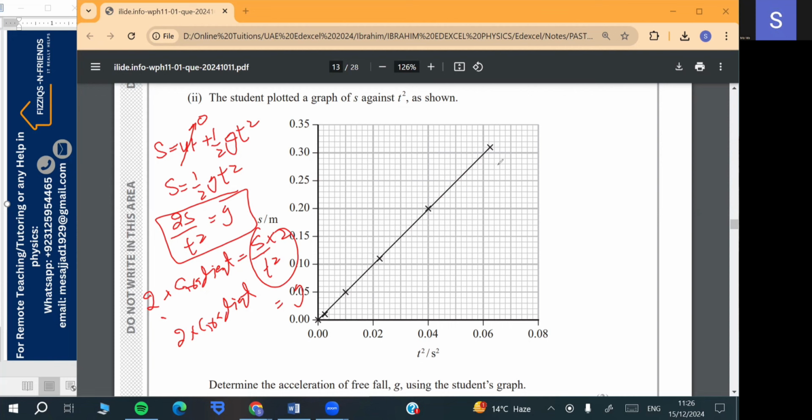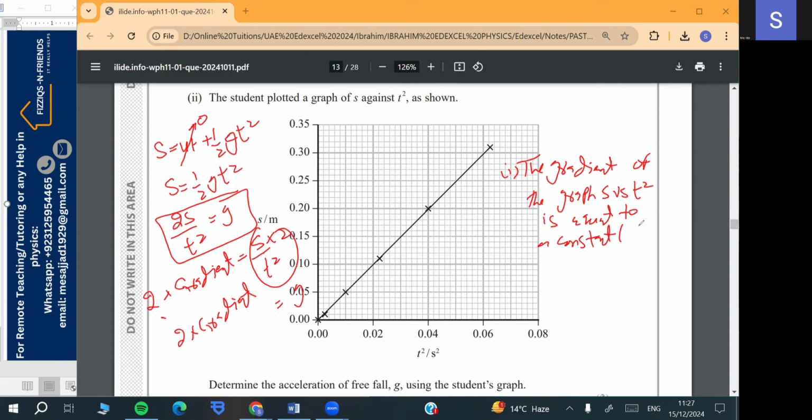So what are you going to write? You're going to write that the gradient of the graph of s versus t square is equal to a constant, which is 2 into g. Therefore, whenever you have a constant gradient, you always have a straight line. Therefore, the graph is a straight line. Whenever gradient is constant, the graph is always a straight line.